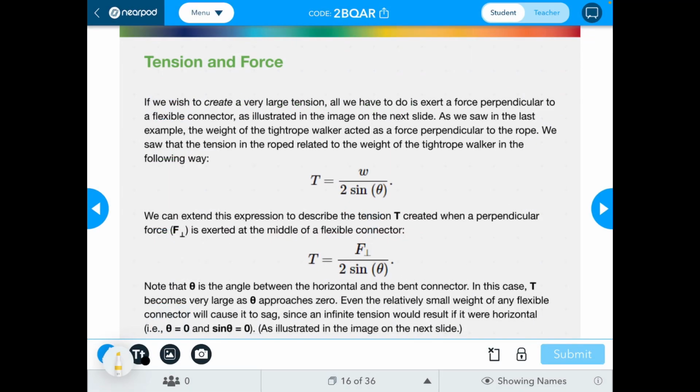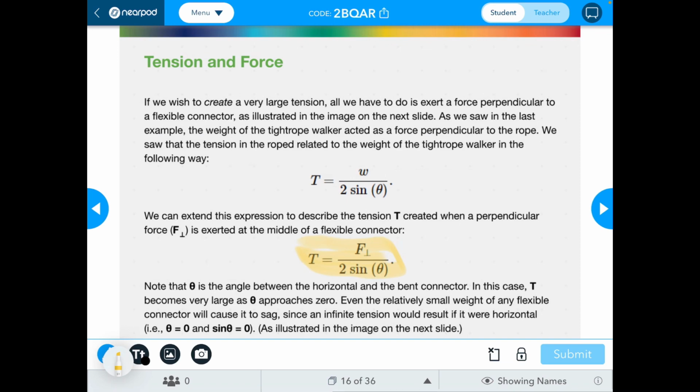So here we have the formula that we pretty much just used, where W is the weight of the tightrope walker divided by 2 times sine of theta, and that can work as long as the weight is the force that's actually perpendicular to the tightrope when the tightrope is not being bent. But you could just use whatever force is causing that to happen. So of these two formulas, really the bottom one is the main one, because that perpendicular force could be the weight, and that's fine.